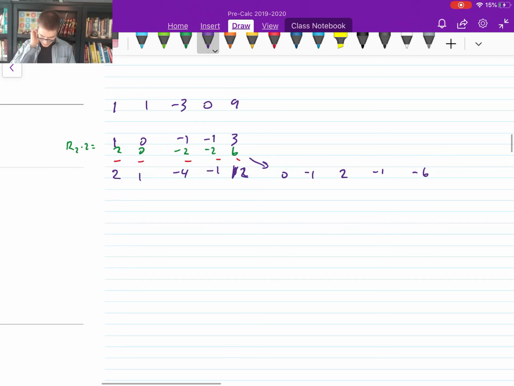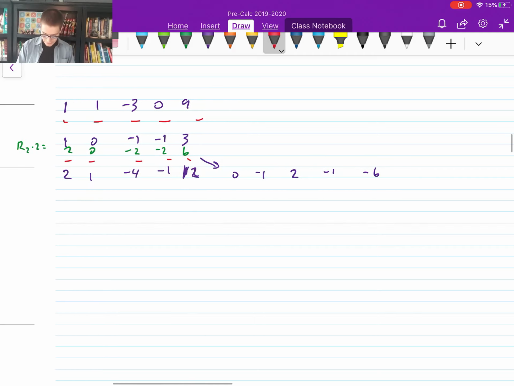Okay, then we need to get rid of that 1. So we can just subtract the top equation from the middle one, row 1 from row 2. We will do that and put that in the middle section. Let's change that arrow so it's cleaner.